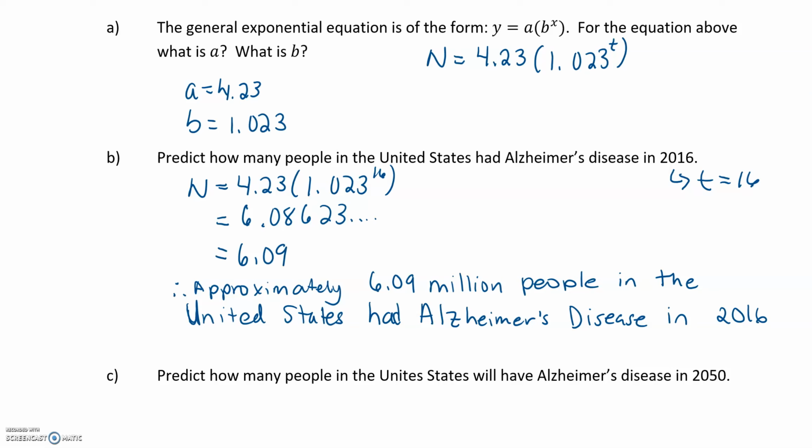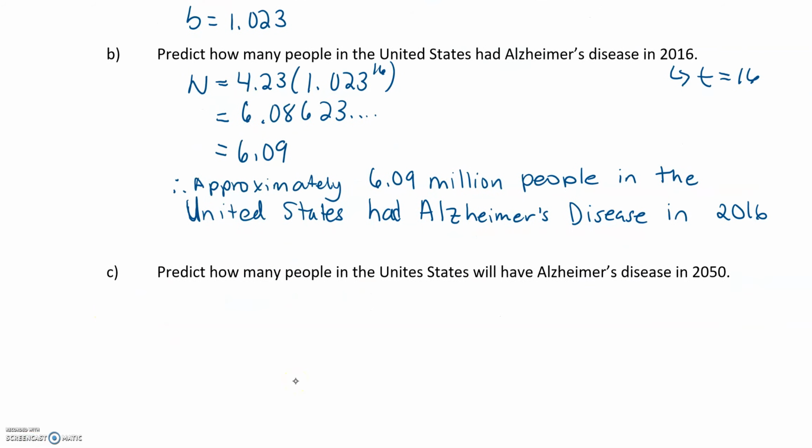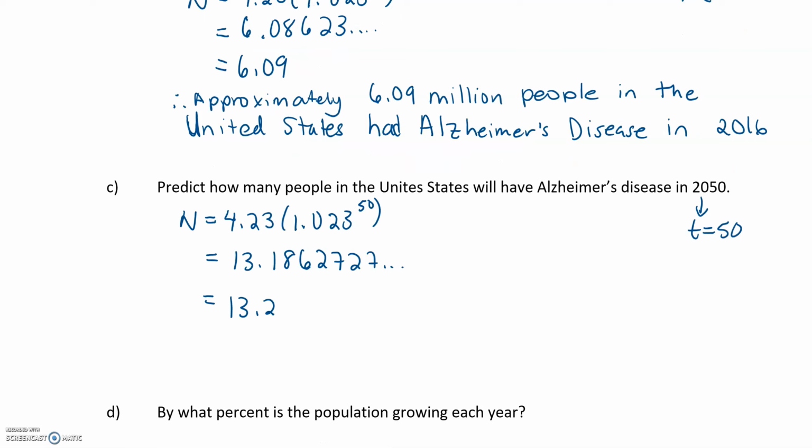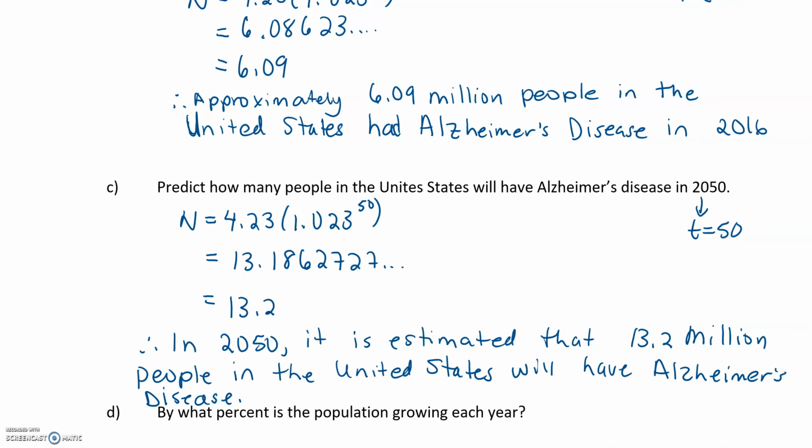Okay, well done. We've taken a look at the number of people with Alzheimer's disease in the year 2016. Now we want to make a prediction of how many people will have the disease in the year 2050. For this, we use the value of t = 50 and repeat the same process that we did for part B. We calculate the value of N for t = 50 and round to 3 significant figures, we get 13.2. Therefore, in the year 2050, it is estimated that 13.2 million people in the United States will have Alzheimer's disease.